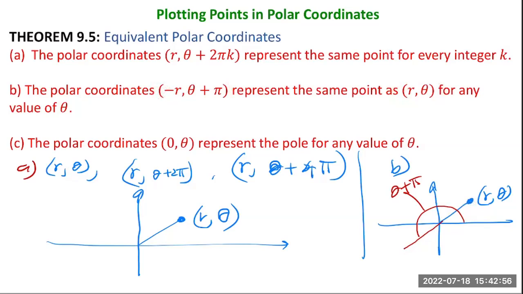All right, similarly you should be able to see that the polar coordinates 0 comma theta represent the pole for any value of theta, because r is 0, right? R is 0 means this length is 0. That length is 0 means you should be at the origin, right? For any angle theta, if r is 0, you are at the origin. That means you are at the pole. Okay. All right, that completes that example. This is kind of that theorem. This is kind of an idea of the proof geometrically. Okay, this is not a formal proof.